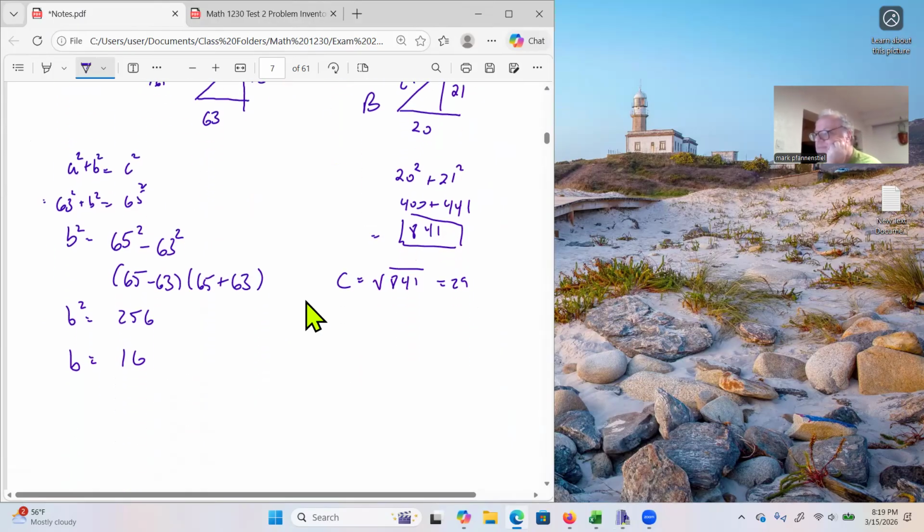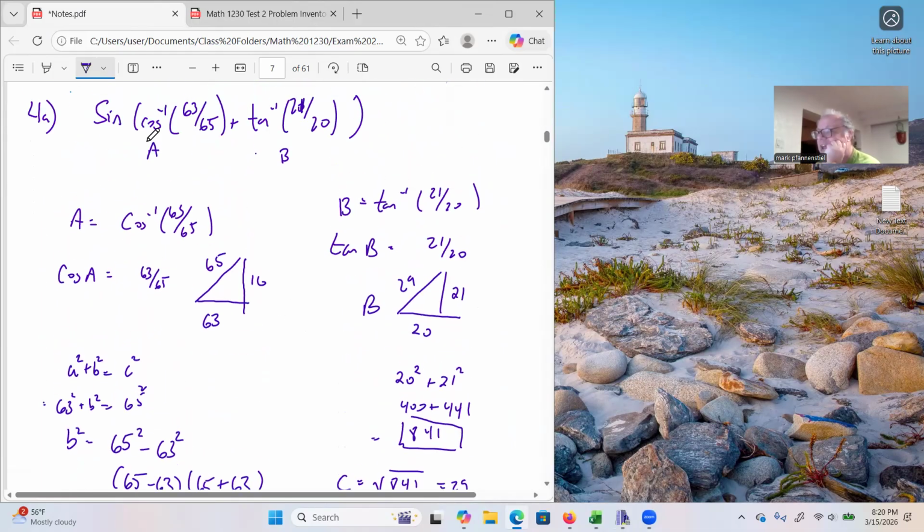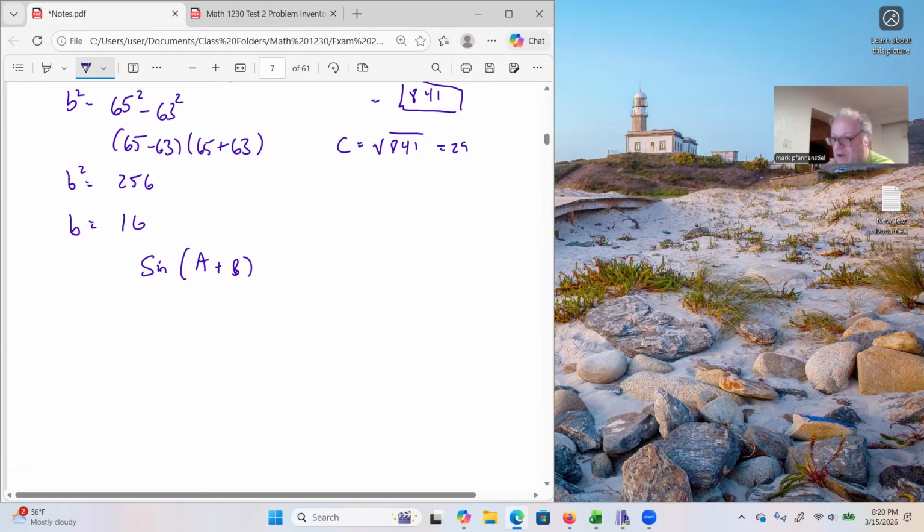Okay, so we have our triangle A, we have our triangle B, and what are we trying to figure out? We're trying to figure out the sine of A plus B. Let's go ahead and write this down again. We have the sine of A plus B. You have to have the sum of angle formulas memorized. This is going to be the sine of A, cosine of B, plus the cosine of A, sine of B. Sine, cosine, cosine, sine. That's pretty much how that goes.